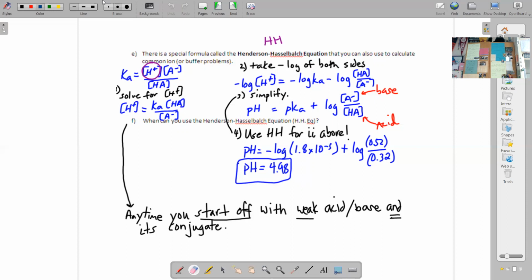Like, I could calculate pOH. I could do Henderson-Hasselbalch with pOH. How would it be different? Negative log of the Kb plus log of acid. I could do that, but why would I ever do that? As long as you keep it this way, you'll always get what you want, which is the pH. All right, guess what? We're going to apply all that today. Are you ready?